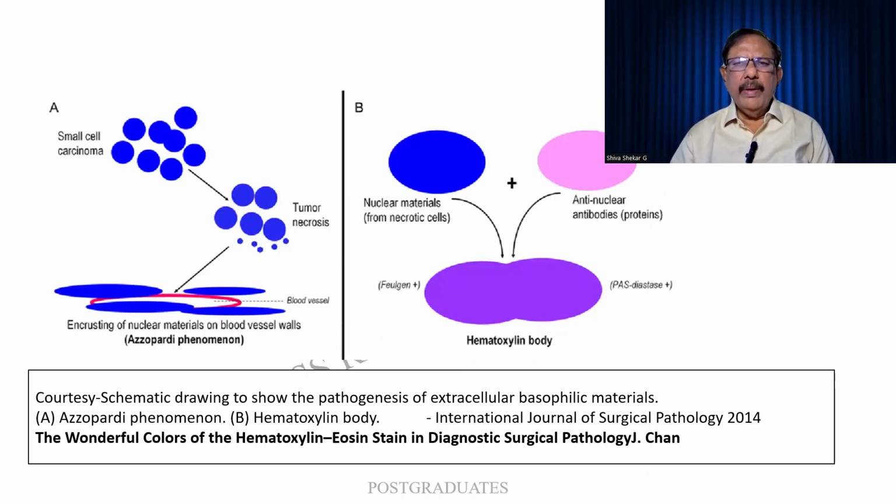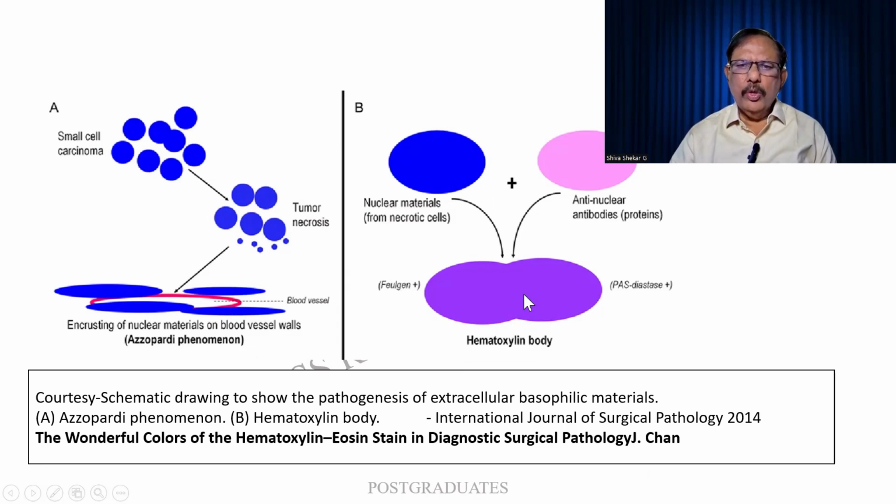This is a beautiful schematic picture which you people should draw and explain. I find that in a small cell carcinoma, numerous nuclei which are closely packed are over here. And whenever there is a high cell turnover, please do remember that there will be tumor necrosis. So there has been necrosis, and all the necrotic basophilic material has been deposited in the vessel wall. Incrustation. Supposing it goes out, I will call it excrustation. So this is called the Azzopardi phenomenon.